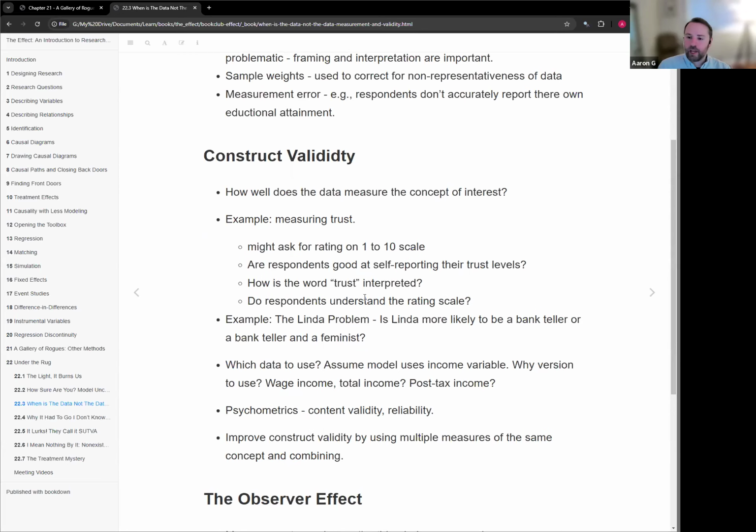So then we have construct validity, which I misspelled, which I will clean up hopefully before this final version goes to the Git repository.